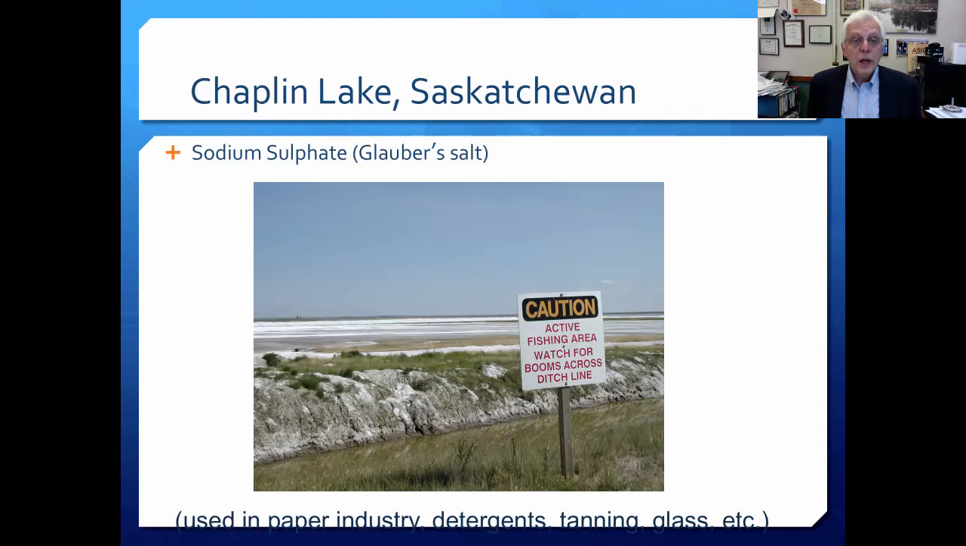Here's Chaplin Lake in Saskatchewan. This is a sodium sulfate lake, and here they're actually mining the sodium sulfate that's deposited in this area. It's a relatively warm environment located within that very saline band going through the middle of North America, and it caused very big salt deposits to be built up. These, as Glauber's salt or sodium sulfate, are used in the paper industry and a variety of other things. I'm not sure why, I think fishing must mean digging, and as the sign says, caution active fishing area, I kind of doubt there are any actual fish there, so it must have something to do with digging out these salts.